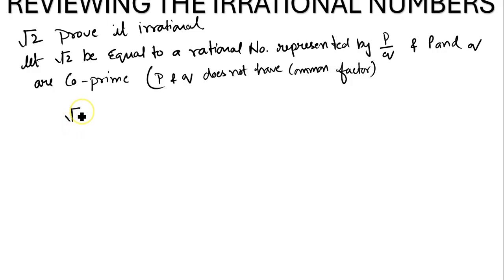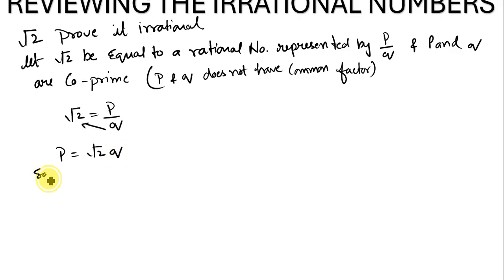Now we will say that root 2 is equal to p by q. We will simply rearrange it. q will be shifted to the numerator side. That is a simple method: if the term is in the denominator and is moving across the equal to sign, the border, the term which is dividing will be multiplied on the other side. So now it becomes p is equal to root 2 times q.